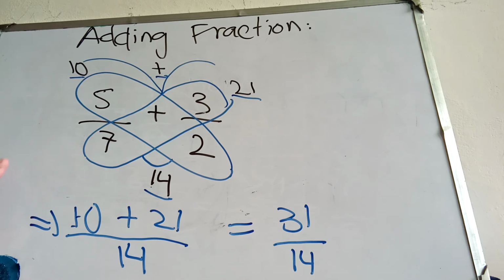So this is how we use methods for adding fractions, for like fractions, for unlike fractions with a denominator which can cancel, and with a denominator which does not cancel. So hope you get the concept, and thank you for watching.